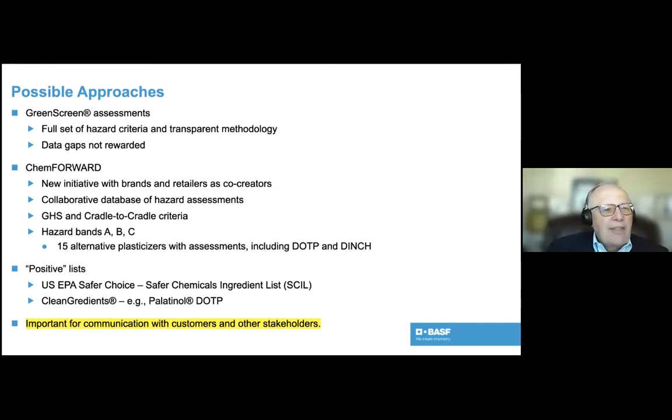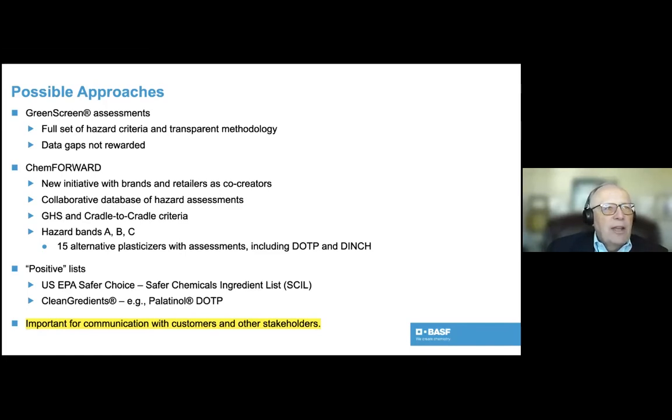I think the actual number is a little bit larger, but there have been, I think, 15 assessments put in for alternative plasticizers. This is one of the businesses that I'm involved with at BASF. A couple of the products that we promote as alternatives are DOTP and DINCH. They're both in there.